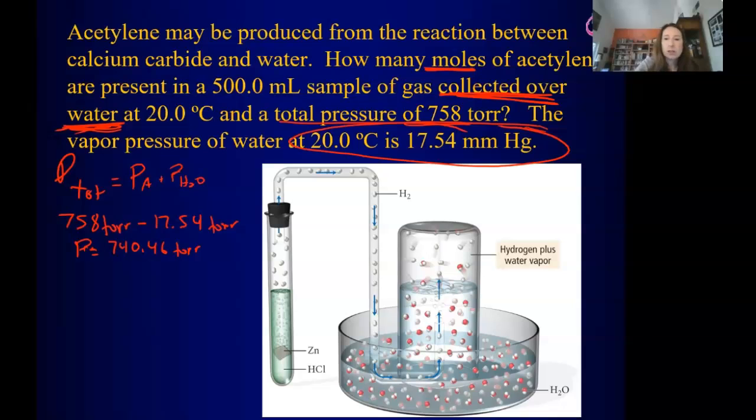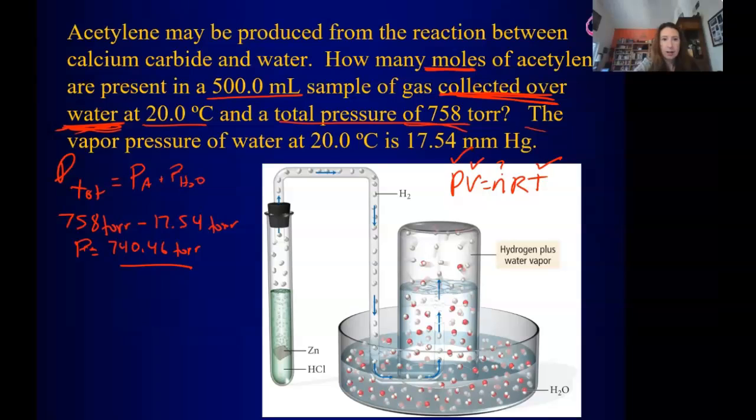Now we want moles. So if we have PV equals nRT, because this is the gas chapter, this is what we're going to use. We have a volume, check. We have a temperature, check. We just found our pressure, check, right? And we always have an R. So now it's a straightforward problem. If we divide by RT, n equals PV over RT.